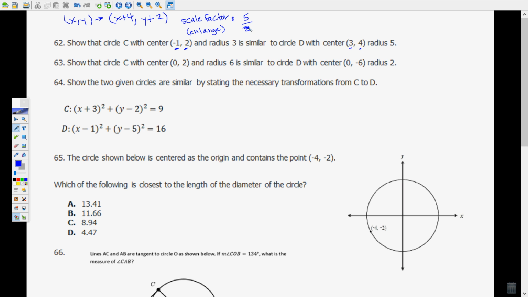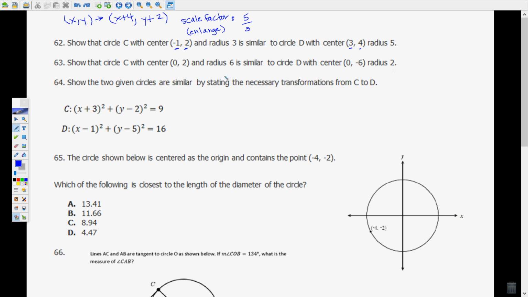If it's less than that, it will be a reduction. Okay? Either way, dilation. Show the circle C with center (0, 2) and radius 6 is similar to circle D with center (0, -6) and radius 2. So you do the exact same thing.